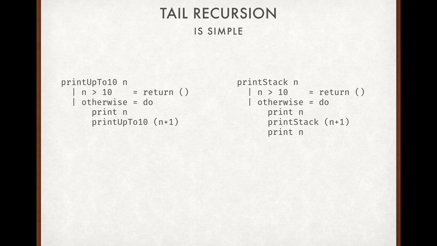So the difference between these two functions. The one on the left is the one that we had before, just prints from 1 through 10. Can anyone tell me what the one on the right does? No, it actually doesn't. If n is greater than 10, it returns. So it's 1 and then 1, 2, 1, 2, 3, like that. Yeah, it prints 1, 1, 2.